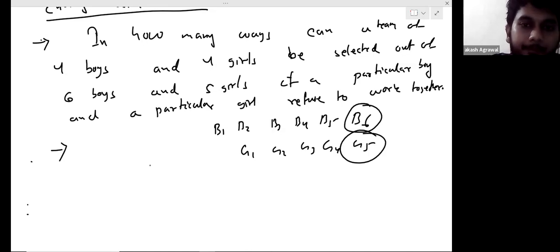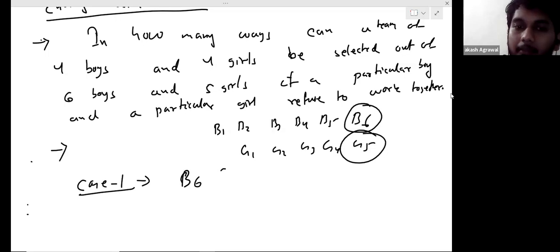This thing is clear? Yes, sir. So wherever you have this type of questions, always consider the restriction first. The restriction is B6 and G5 cannot work together. So let's make cases. Case 1, where B6 is selected, but G5 is not. Okay, this is selected and this is not.